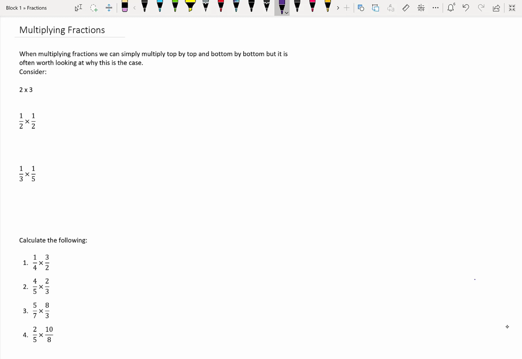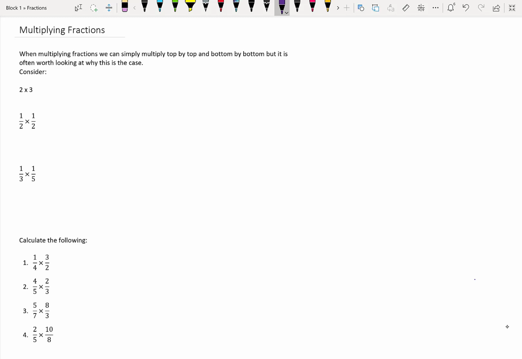Okay, so here we're looking at multiplying fractions. Now, when we multiply fractions, it's one of the easiest things that we can do with fractions. We simply multiply the top two numbers together, the numerators, over the bottom two numbers, or denominators, multiplied together.